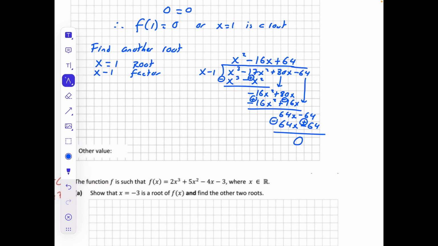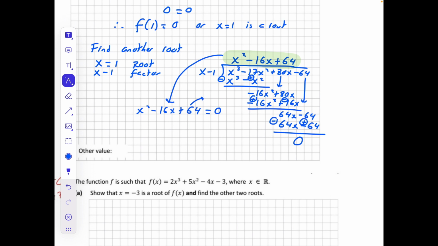Now, all that long division really says is that x minus 1 is a factor, because I got my remainder 0. But the real important bit is that I've gotten this quadratic out of it. From that quadratic I can find my other factors and then my other root. So we have x squared minus 16x plus 64. What we're going to do is solve that. To solve it, I'm going to factorize. You can use your minus b formula if you prefer, but this is fairly straightforward to factorize.